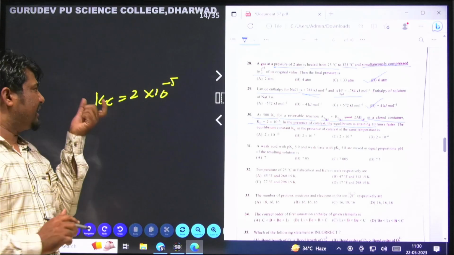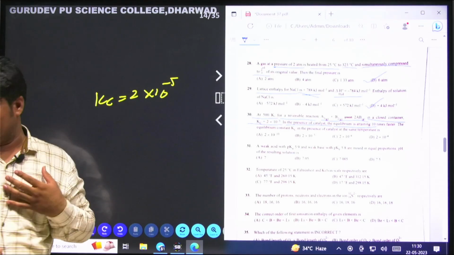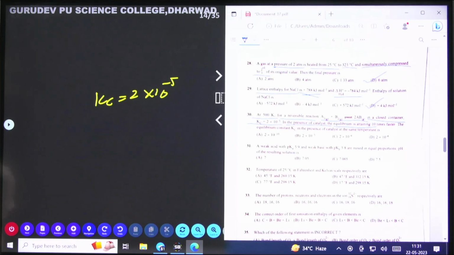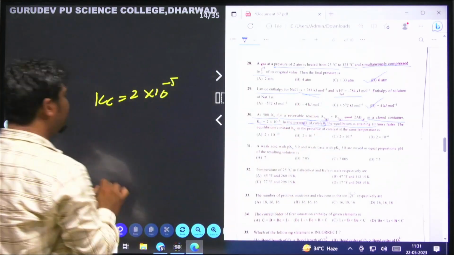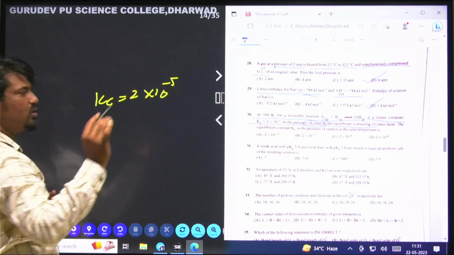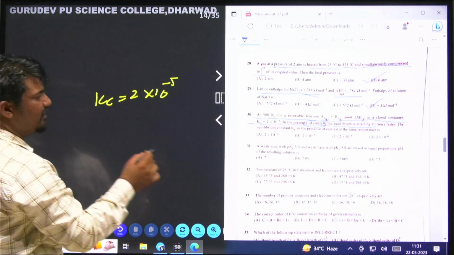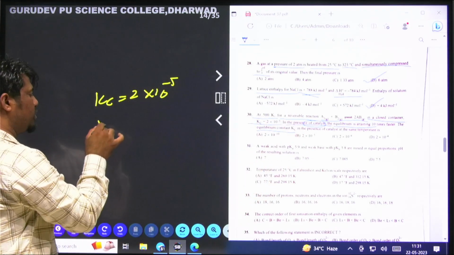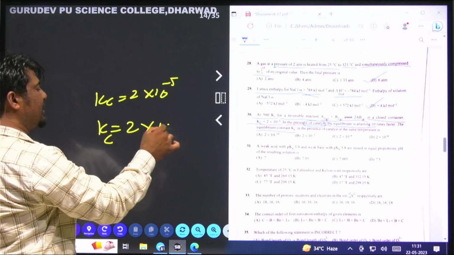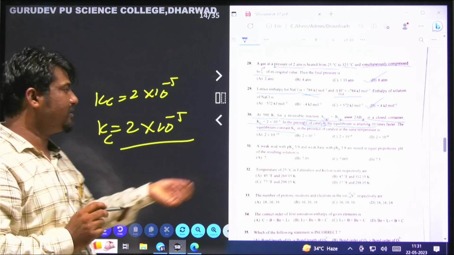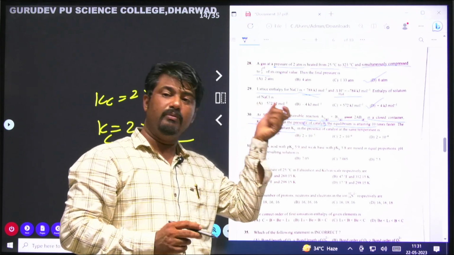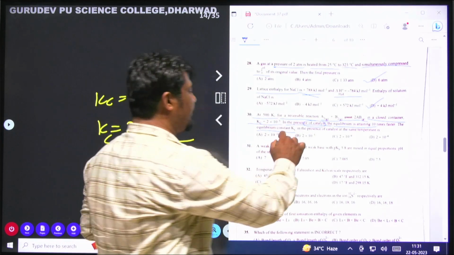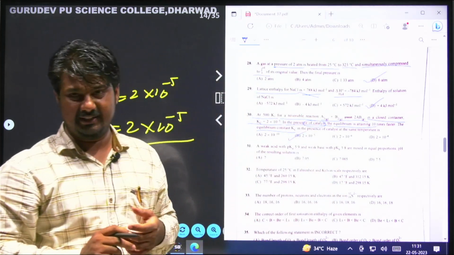Here Kc is irrespective of the catalyst, which means the catalyst does not affect the equilibrium constant. That's the reason why they took the catalyst here. The Kc will not undergo changes. The Kc will remain as it is, that is 10 to the power of minus 5, because in the presence of the catalyst, Kc will not be disturbed. The Kc remains constant. So that's the reason why answer B is the right answer.